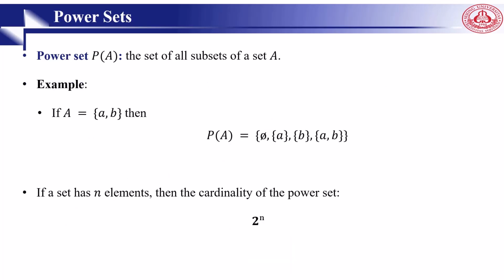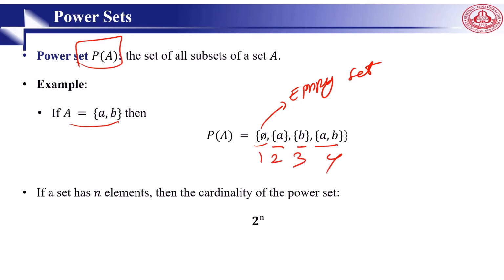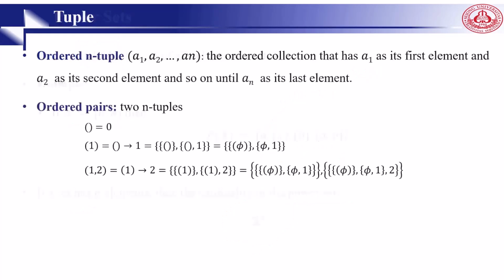The definition of power set is represented here. The set of all subsets of a set A, which is denoted by P(A), is called the power set of A. Here we have an example of A equals {a, b}. For the power set, phi, as we already showed, the empty set is a subset of any other set. This can be {a}, {b}, and {a, b}. So 1, 2, 3, 4. There are 4 elements in the power set of A. If a set has n elements, then the cardinality of the power set is 2 to the power of n.